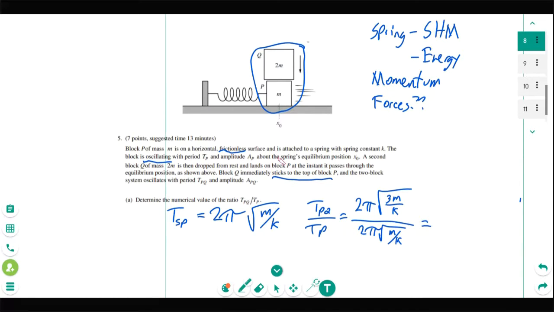And because math is nice and fun, we get to cross off all the stuff like that, and we're left with square root of 3. So why is there 3m? For TPQ, the period after they collided, their masses are stuck together. So the total mass on that spring now is 3m instead of just m.